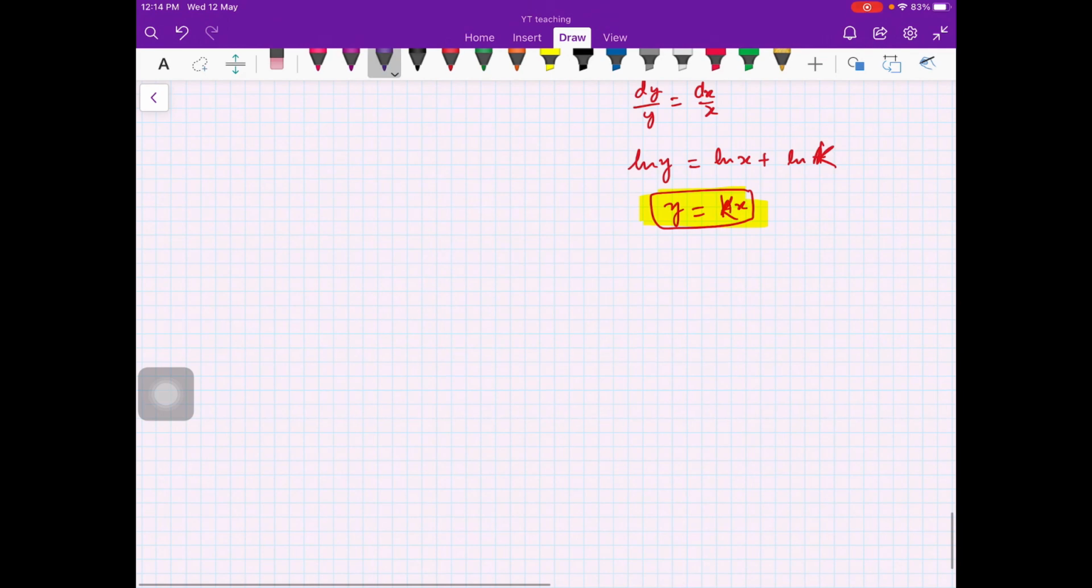So you have to tell me in the comment section what you are getting as your solution. I will probably reply if you tell me what answer you are getting for this family of curves, what the orthogonal trajectories are.